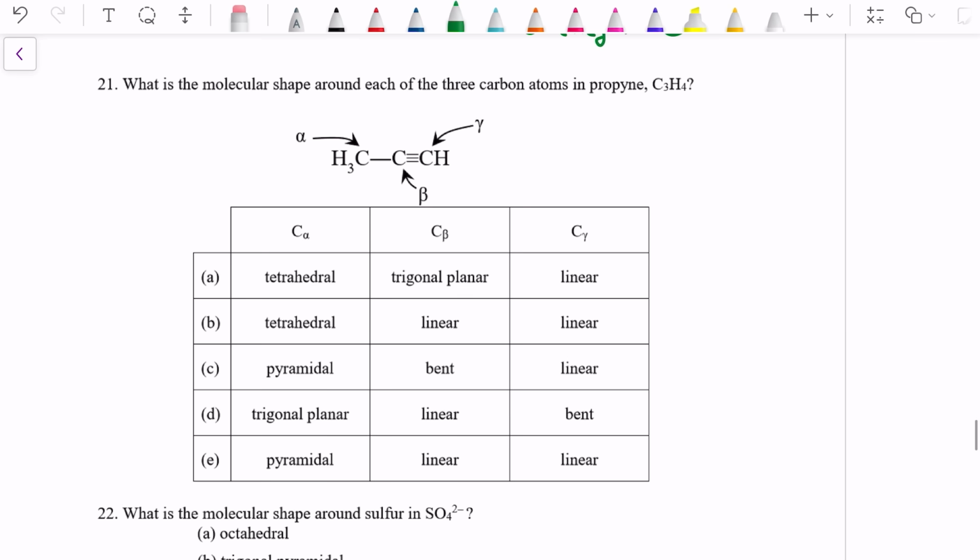21. What is the molecular shape around each of the 3 carbon atoms in propyne? Okay. Computer turned off. Okay. Let's see here. Carbon is sp3 hybridized with 4 bonds. That's tetrahedral. It has no lone pairs, so it's got to be tetrahedral.